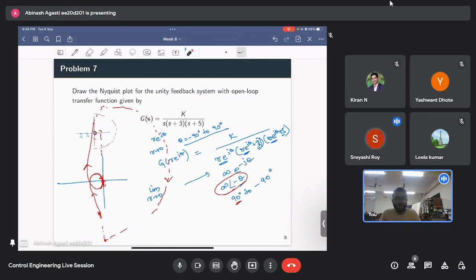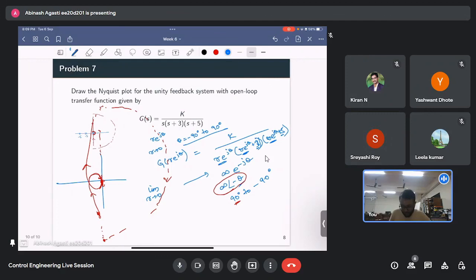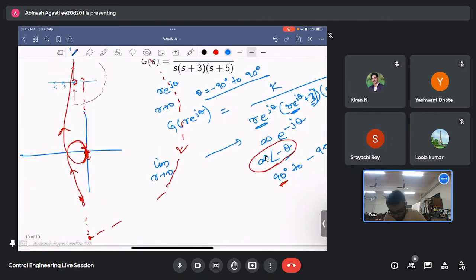So with that we'll continue. Any doubts? In this Nyquist plot, in the problem given in problem number 7, how can we understand that it encircles -1 plus j0 or not? Okay. For that we can calculate this value. So how do we do that?